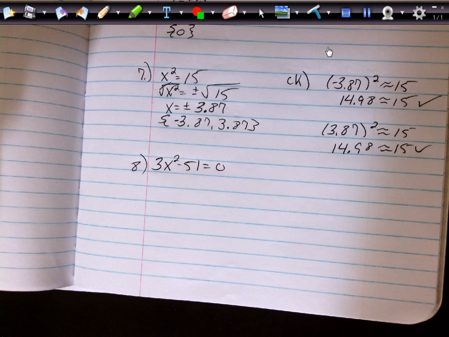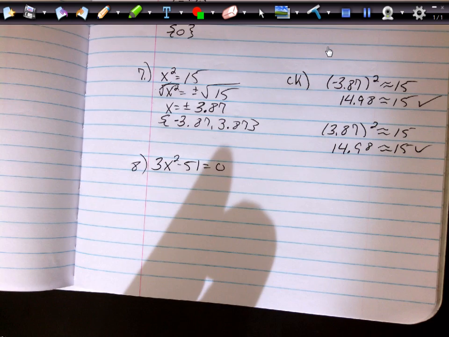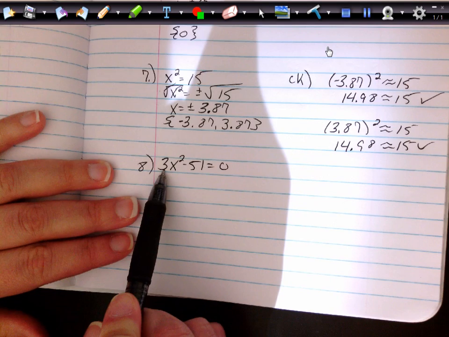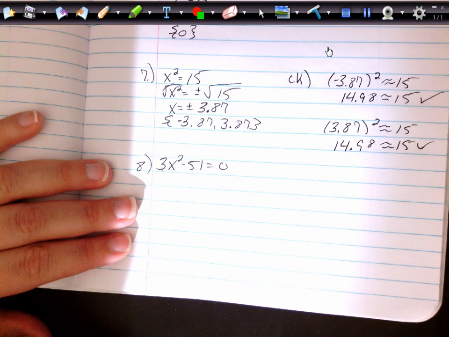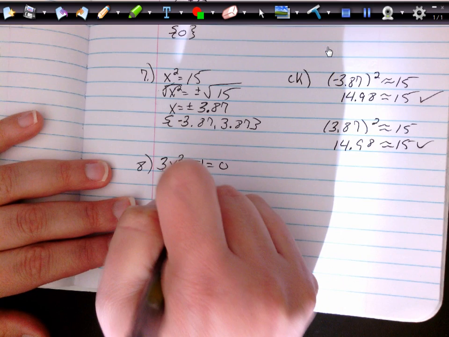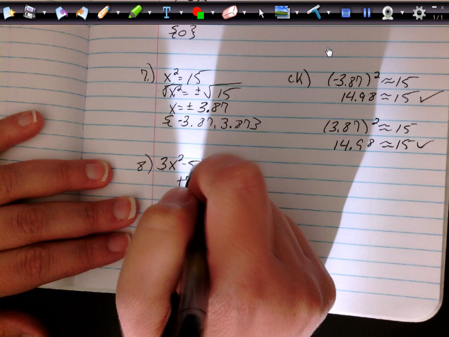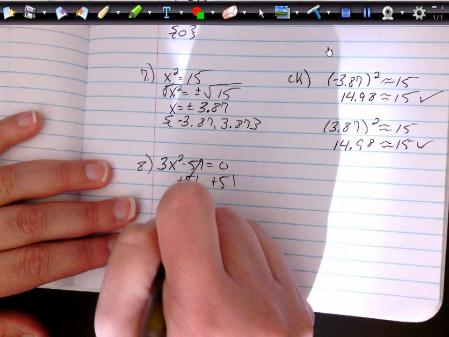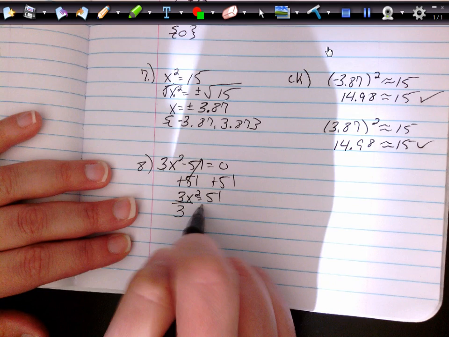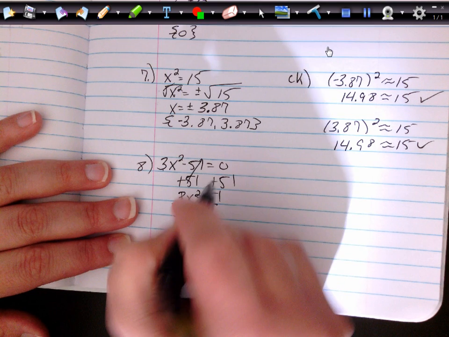All right, go ahead and write down number 8. Number 8 is 3x squared minus 51 equals 0. This time, since the 3 and the 51 are not being squared, only the x is being squared, we have to move the 51 and the 3 first. So first thing we do is move the 51. It's minus 51, so I'm going to add 51. So I get 3x squared equals 51.